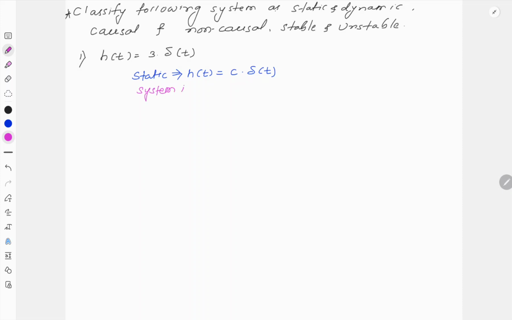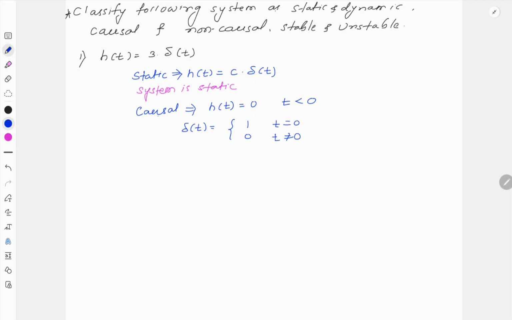Now the second classification is causal and non-causal. Again, the condition for a causal system is given as h of t should be equal to 0 for t less than 0. For the given equation, 3 into delta t, if we write the equation for the delta t function, it is equal to 1 for t equal to 0 and 0 for t not equal to 0. So this impulse function doesn't have any value for t less than 0.